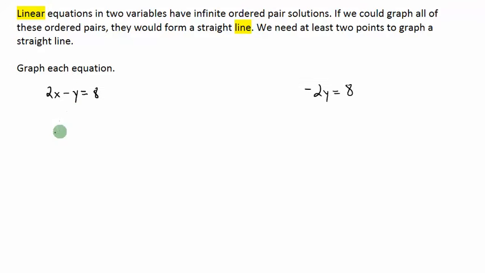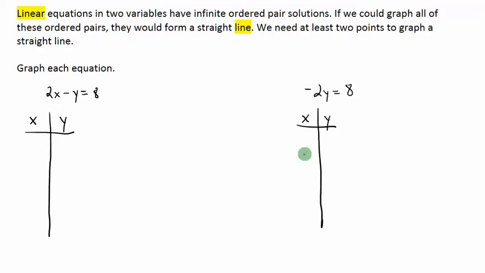So we could do that with a table. I'll set up an XY table here, and I'll do the same thing over here. So I'm going to use 3 ordered pairs. What I can do now is plug in anything I want to this equation for x or y and then solve for the other. So let's say x is 0. Then 2 times 0 is 0, minus y equals 8. So negative y equals 8, which means that y equals negative 8. So we get the ordered pair 0, negative 8.